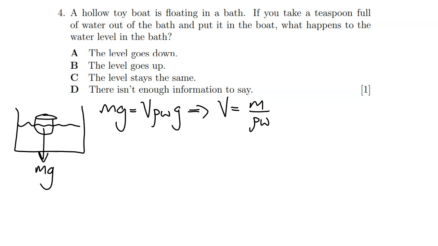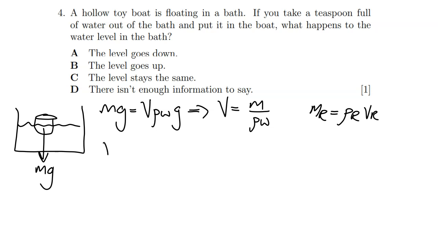And now what we need is a new displaced volume once we put the teaspoonful of water from the bath into the boat. Now, just to make this a bit more general, let's consider an arbitrary volume of an arbitrary object from the bath. So it doesn't have to be water. It could be something like a rock. So let's just say the mass of this rock, which could be any arbitrary object, is its density times its volume.